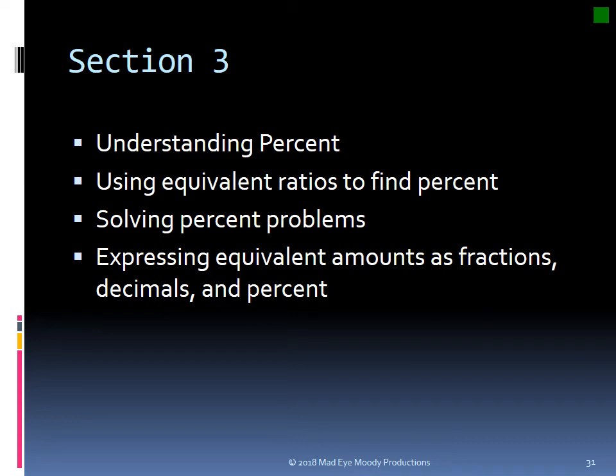This section is going to demonstrate and explain the idea of percent. We're also going to use equivalent ratios to find percent. We're going to solve percent problems, and we're going to express equivalent amounts as fractions, decimals, and percent.